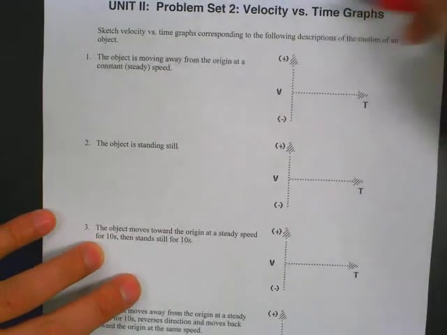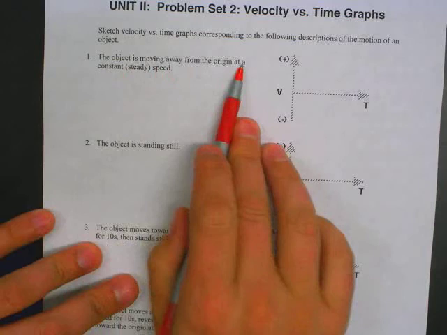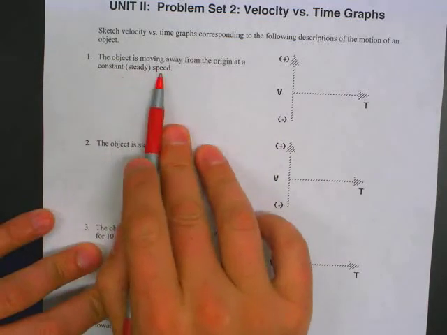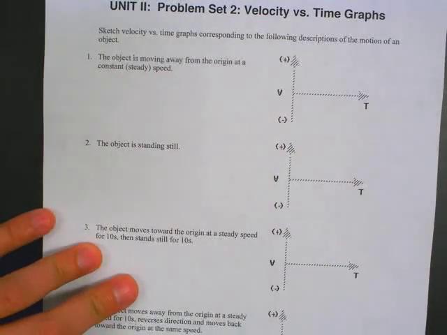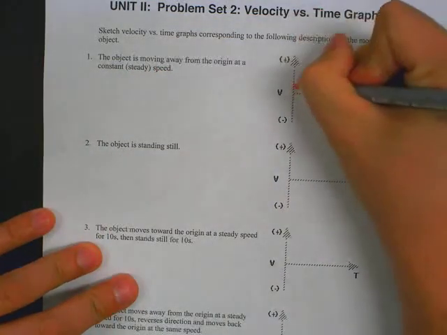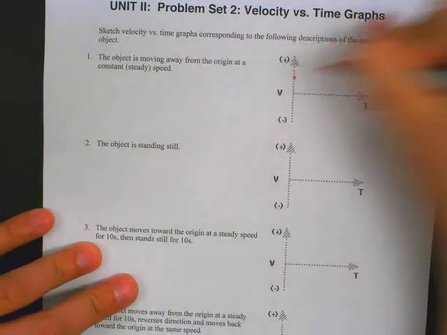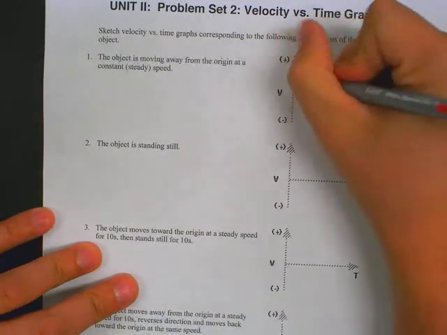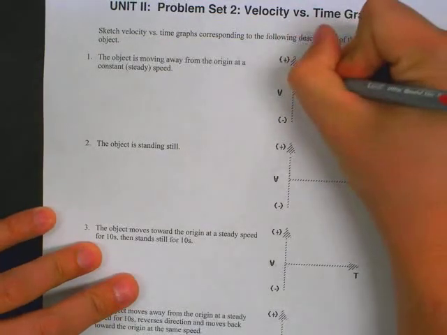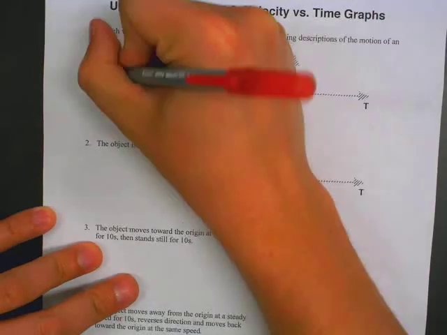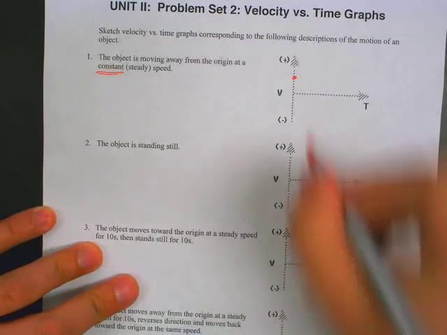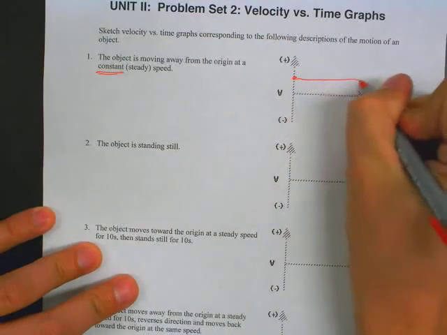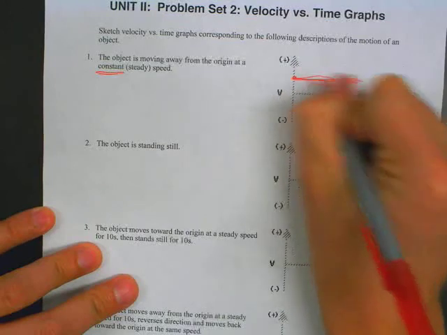The object's moving away from the origin at a constant steady speed. Okay, so since his speed is not changing, let's say his speed is this much. This is qualitative, so numbers don't matter. So he has a pretty average speed, and that speed stays constant or steady. So that means he's going to stay at a constant speed this whole time. This line should be horizontal.